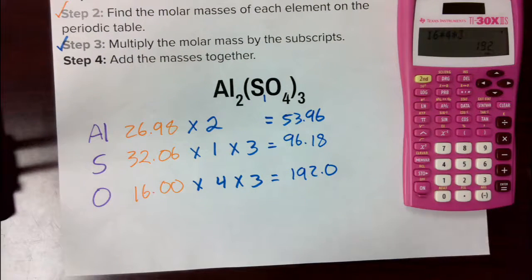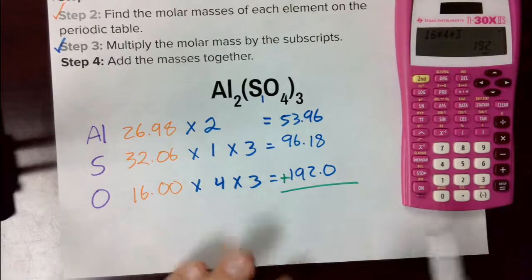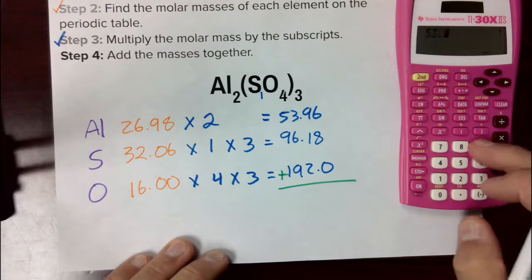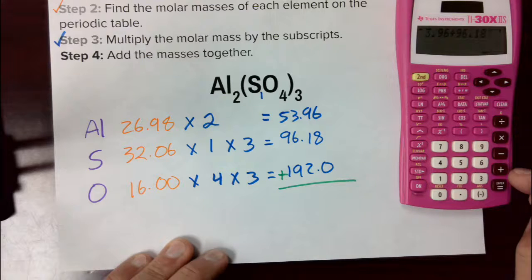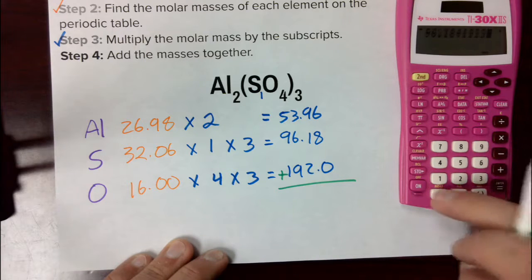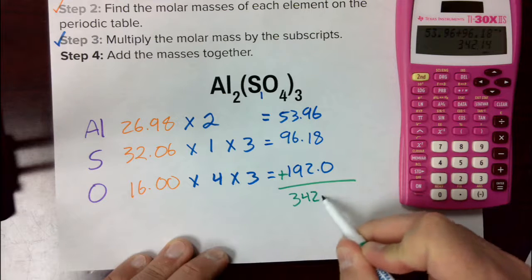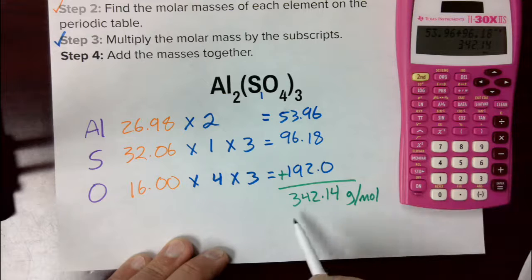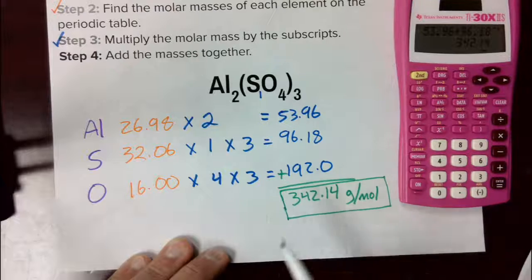Step 4, now we're going to add all of these masses together. So give me a little plus sign here and an equals, and then in the calculator is where we can type that up. 53.96 plus 96.18 plus 192.0, and we hit enter, and we get 342.14 grams per mole. This is the formula mass of aluminum sulfate.